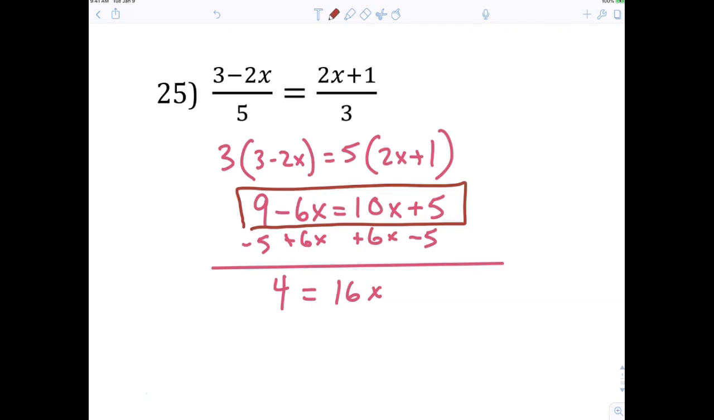When you did plus 6x on both sides, I got 4x. Well, because it's 10x plus 6x, not 10x minus 6x. All right? So now x is equal to 1/4, not 4. 1/4 because you're dividing both sides by 16. Everybody go with that? All right, here we go.